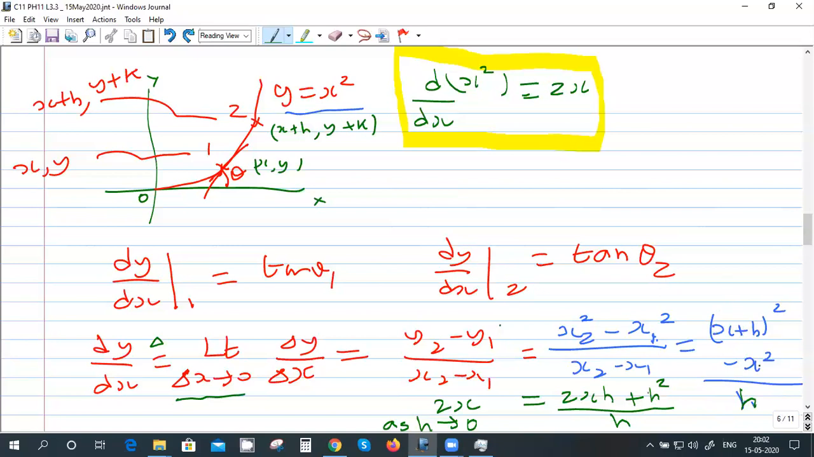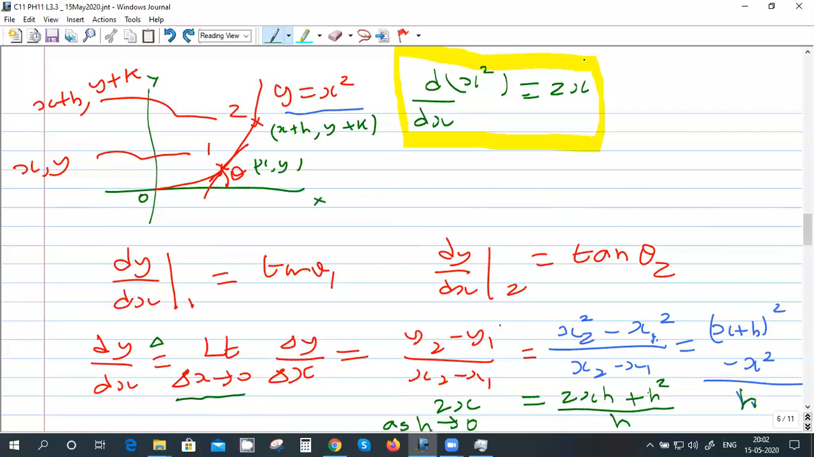So x square will cancel with x square. 2xh plus h square. Okay, and h can cancel. If h is exactly 0, you cannot cancel. But here h is tending to 0. When delta x tending to 0 is same as h tending to 0.